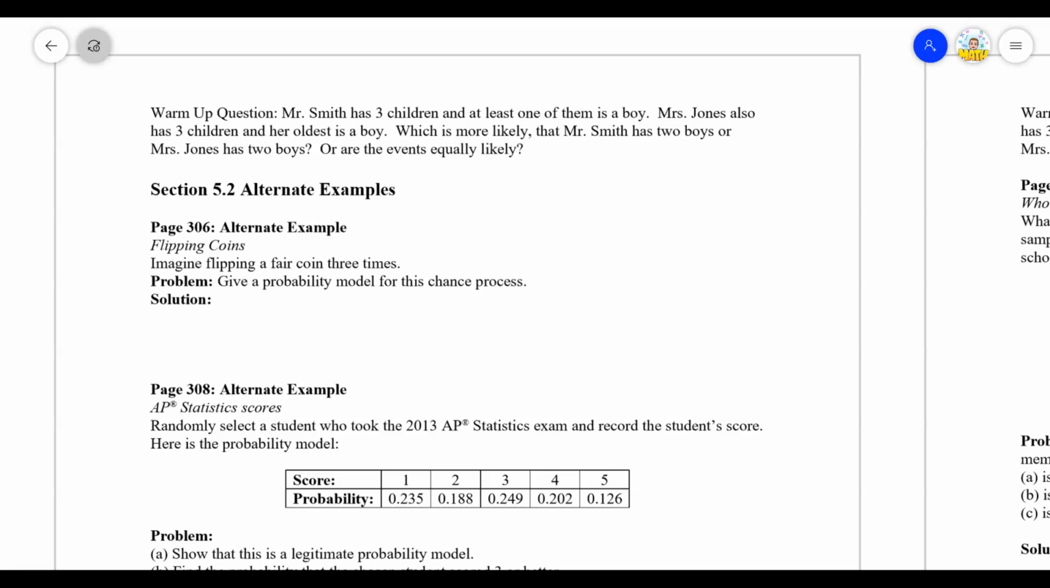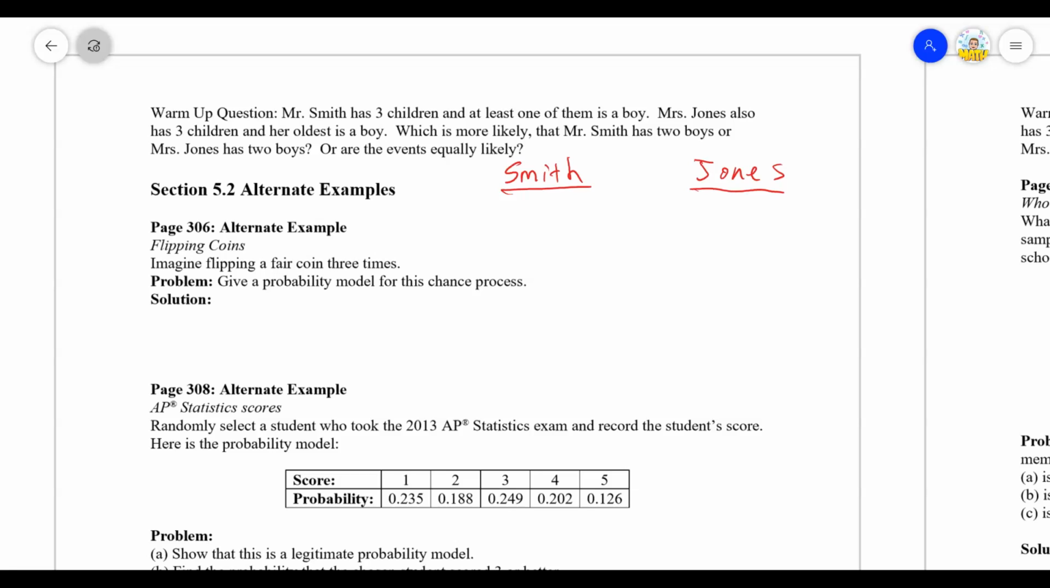Now, the warm-up question at the top here, let's think about that. Mr. Smith has 3 children, and at least one of them is a boy. Then it says Mrs. Jones has 3 children also, but her oldest is a boy. Okay, so they give us varying information on these 2 people. And then they ask an interesting question: which is more likely, that Mr. Smith has 2 boys or Mrs. Jones has 2 boys? Or are the events equally likely?